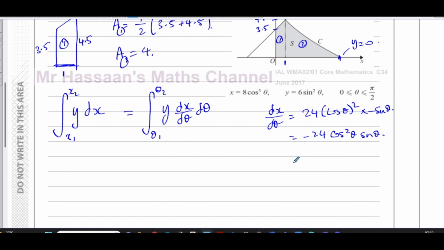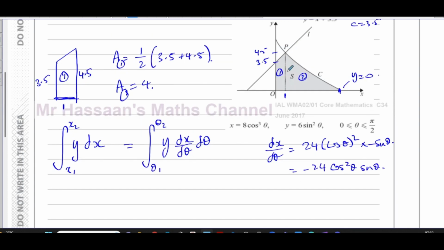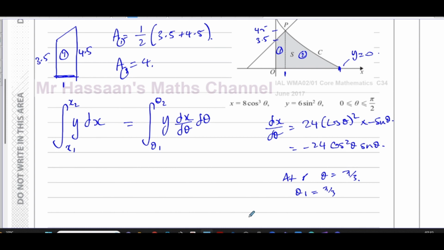So we know that at this point P, the x coordinate is 1, and at P we know that theta is equal to pi over 3. So that's going to be theta 1. Theta 1 is equal to pi over 3. And we need to find what theta 2 is. Theta 2 is at that part here. That's when y equals 0.